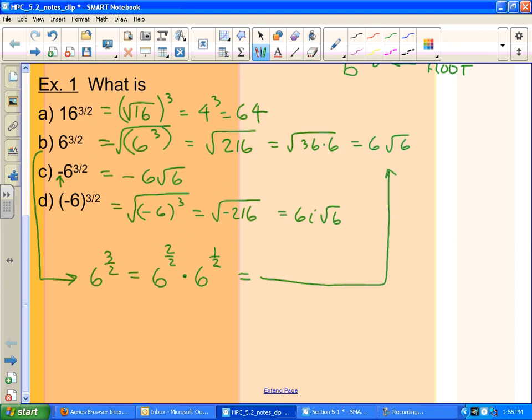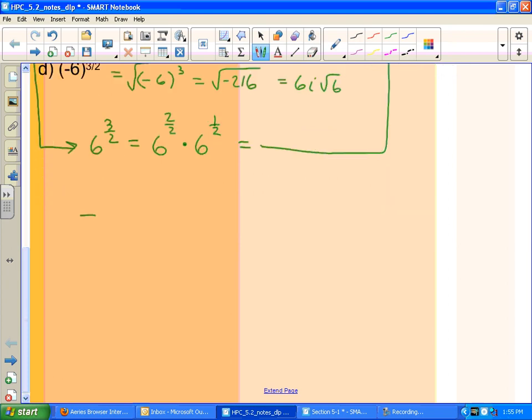So, how do you get C? Well, C is just the opposite of D. So the negative is not within the base. Negative 6 to the 3 halves is the same thing as saying negative 6 cubed square rooted: negative square root of 216, negative 6 root 6. Unless there's a parenthesis around that negative, you can't assume it's being raised or not.